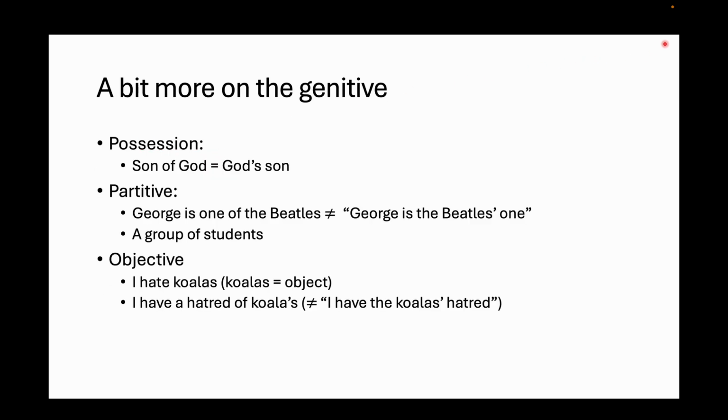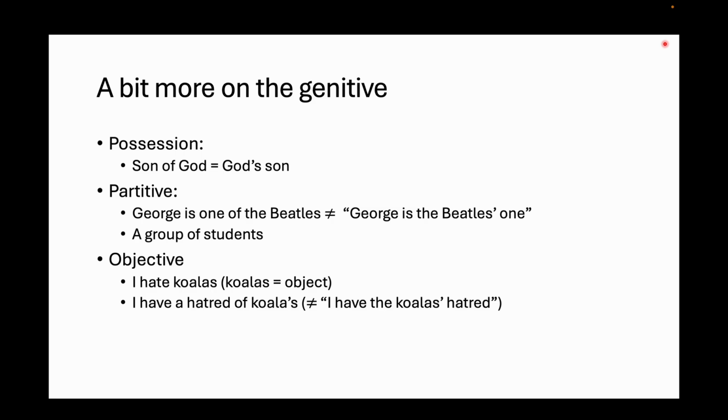A little bit more on the genitive. I mentioned it's not just possession that it shows. It can show some other things. Two important uses are what's called the partitive and the objective. So the partitive: what if I say that George is one of the Beatles, right? George Harrison. That does not mean the same thing as George is the Beatles' one. So one of the Beatles, that's using the partitive use of the genitive. You can't tell in English, but if I put it in Latin, Beatles would be in the genitive, okay? Or another example might be a group of students. Students would be in the genitive.